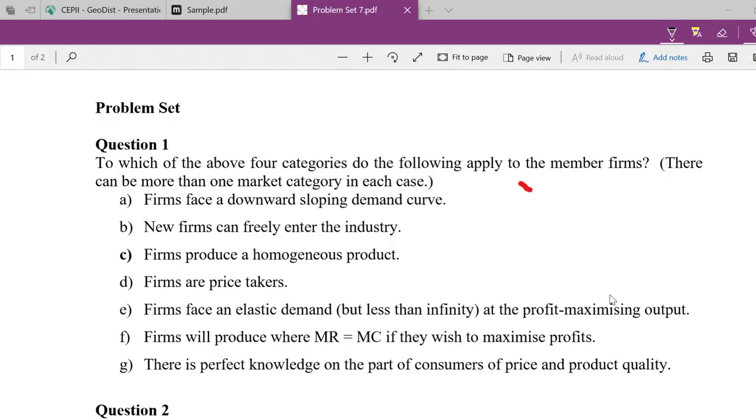Things were moving around, so that's why I couldn't upload last week's recording. So this week we have the problem set from week 8.